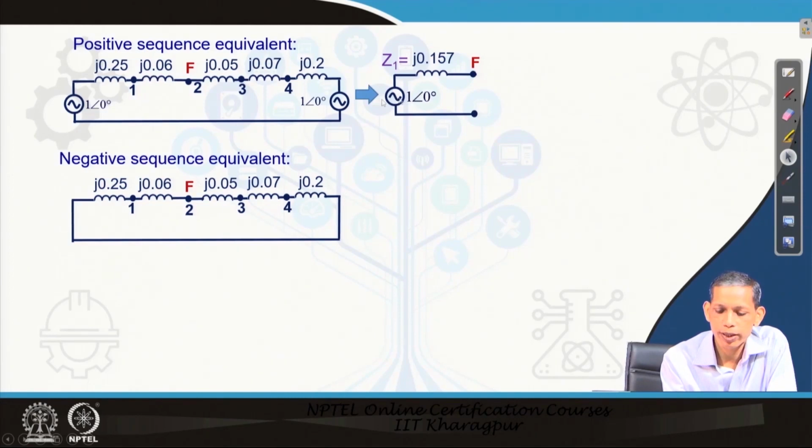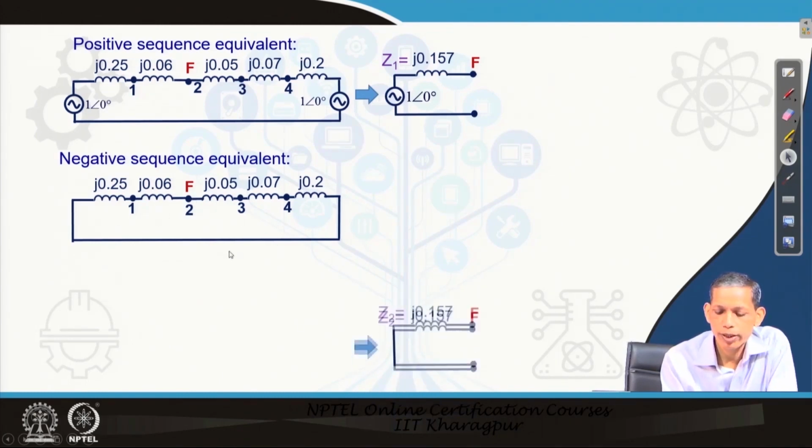So, therefore, again the voltage becomes 1 with an angle of 0 degree, and then the left hand side and the right hand side will be in parallel: 0.06 plus 0.25 in parallel with 0.05 plus 0.07 plus 0.2. That gives us an impedance of 0.157. Next, the negative sequence component will be like this.